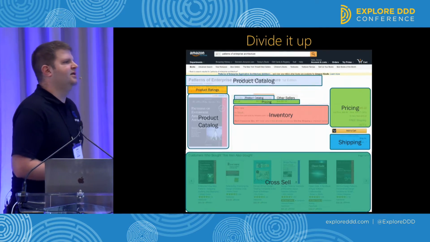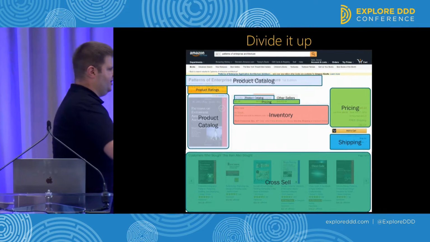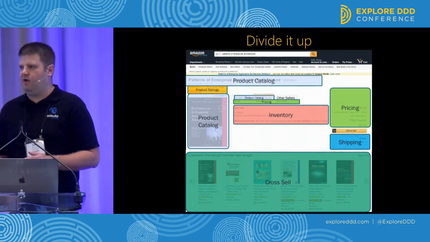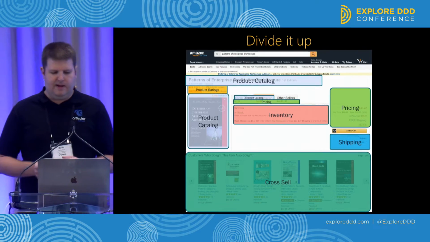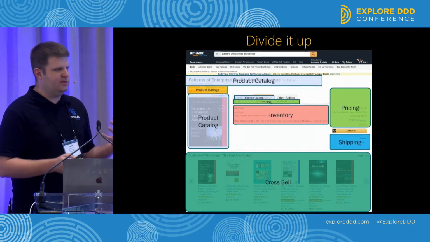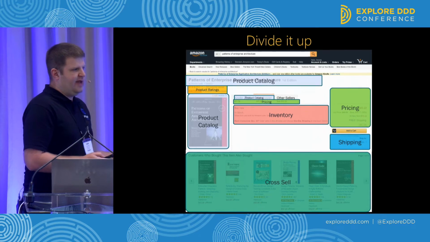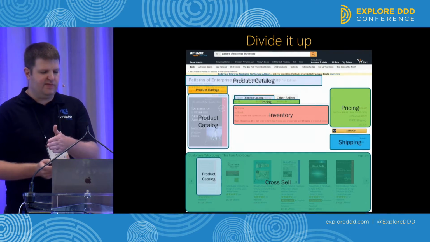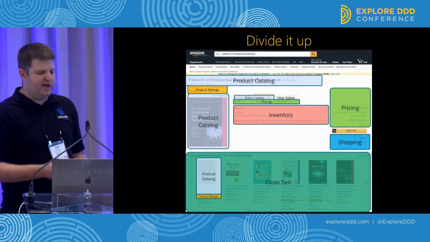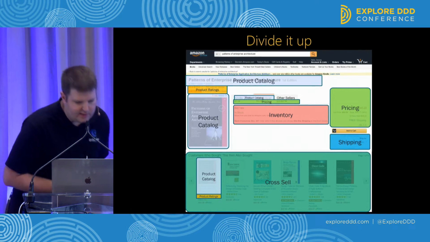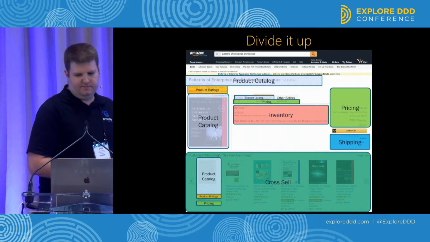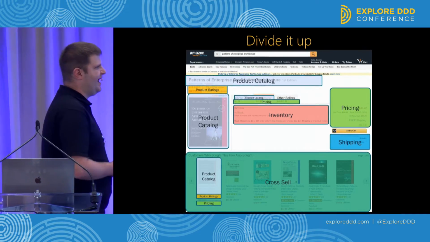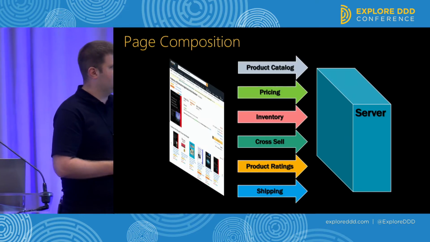So within the cross-sell, you have one source of data that says, if I bought Patterns of Enterprise Architecture, maybe I also bought the DDD Blue book. But that's just providing IDs. When you go down to it, you need to create that grid, and within each one of the items in that grid, you've got items from the product catalog and the product ratings and the pricing. But this is not an insurmountable challenge, and we can do this without creating coupling in the UI.